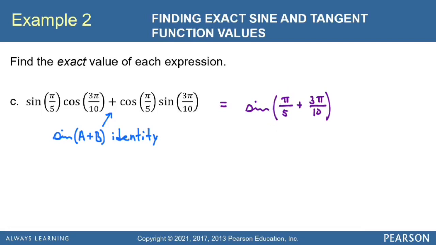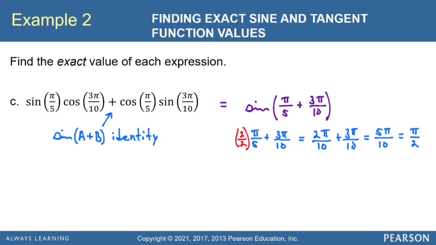Now you could convert both of these into degrees, but I think that the fraction addition is so simple here that we can do the fraction addition just as fast. So pi over 5 plus 3 pi over 10 would require us to get a common denominator. So we would multiply pi over 5 by 2 over 2. That would give us 2 pi over 10 plus 3 pi over 10. That's 5 pi over 10, which reduces to pi over 2. So we're really just looking for the sine of pi over 2, which we know is 1.